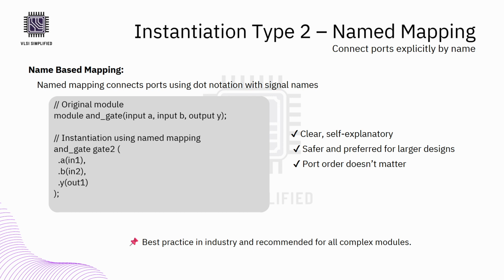Now, here's a much safer and clearer way to instantiate your modules, and that is named mapping. Instead of relying on position, you match the module's port names with the signal names explicitly using a dot notation. For example, .A(input1) connects the module's port A to the signal input1. This has several advantages. It is easy to read, you don't have to remember port order, and it avoids subtle bugs, especially when your port list is long. For these reasons, named mapping is considered a best practice in professional Verilog development. Up next, we will look at a real-world analogy to help you solidify your understanding of modules and instantiation.